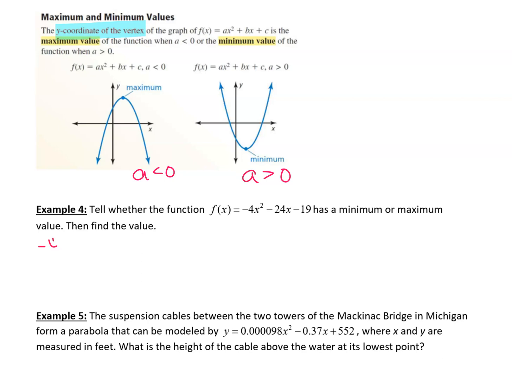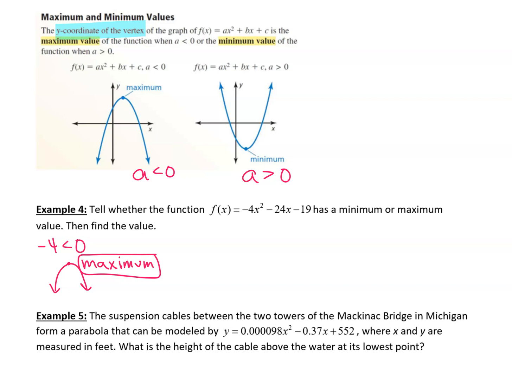Okay, so since negative 4 is less than 0, I know that it's going to open down like this. So that means it's going to have a maximum. So when I'm asking, does it have a maximum or a minimum, that's all of the work you need to show. That's it. Show me that you looked at negative 4, you saw that it was less than 0, so you knew that it opened down, just like with the absolute value graphs that opened down.